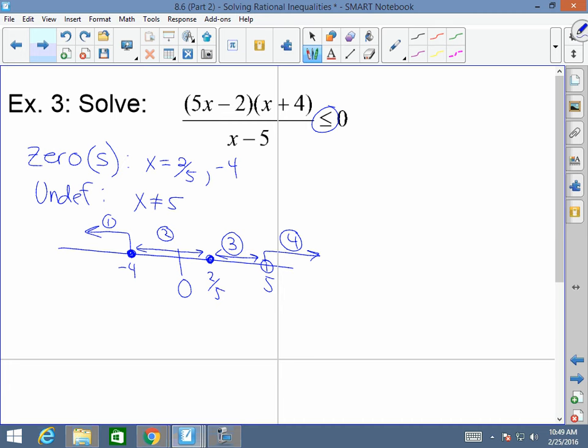So let's test number 1. What's a value less than negative 4? Negative 5, right? So I got a negative 5 times 5, that's negative 20. So that product is going to give you a negative. I don't care what the product is, but it's going to give you a negative, won't it? Do you understand? No? Negative 25 minus 2.